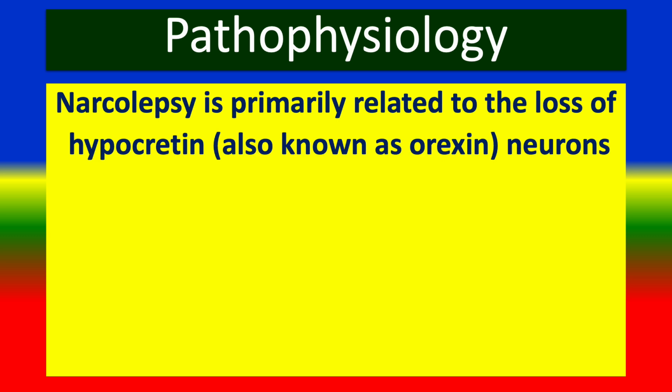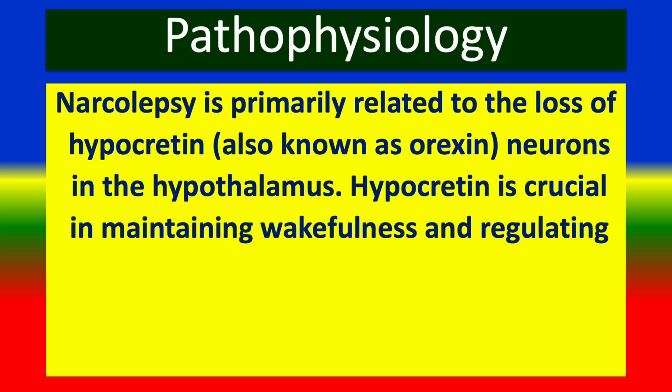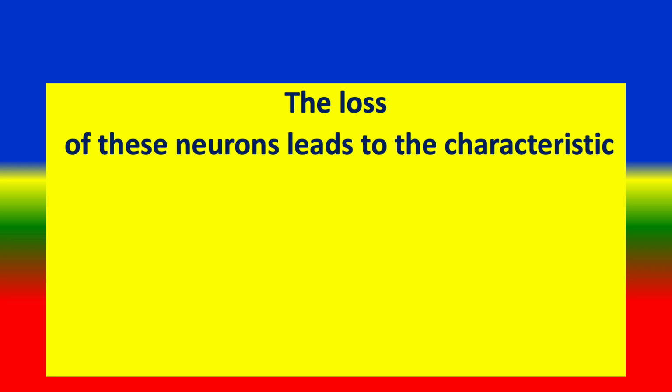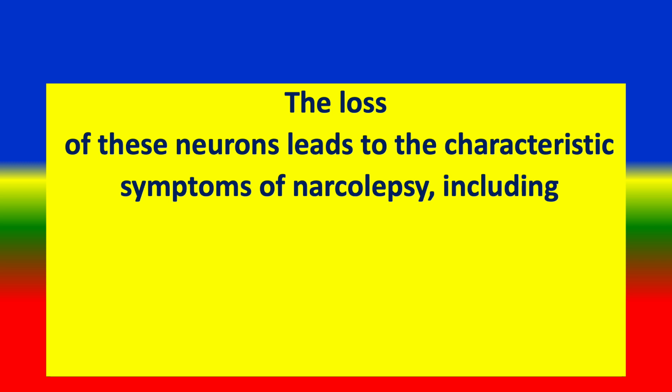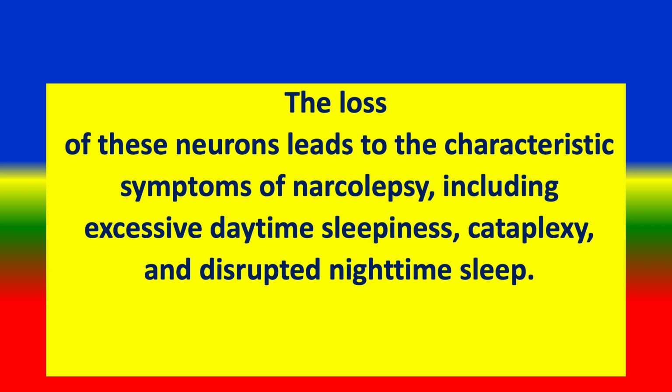Pathophysiology. Narcolepsy is primarily related to the loss of hypocretin, also known as orexin, neurons in the hypothalamus. Hypocretin is crucial in maintaining wakefulness and regulating rapid eye movement sleep. The loss of these neurons leads to the characteristic symptoms of narcolepsy, including excessive daytime sleepiness, cataplexy, and disrupted nighttime sleep.